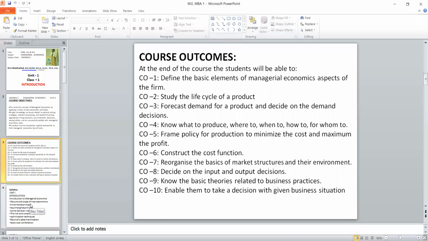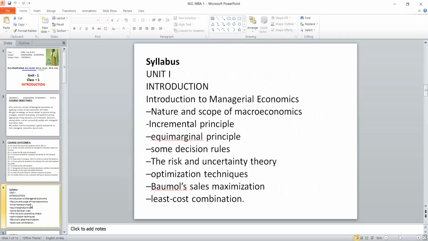Now let's move to the syllabus. There are 5 units, like other subjects. In the very first unit, we are going to cover the nature and scope of managerial economics and the fundamental concepts, incremental concept and equimarginal principles, how to take a decision, risk and uncertainty theory, and how to optimize the available resources, either minimizing the cost or maximizing the profit or the sales. For that, we have one model called Baumol's sales maximization model. And finally, how to get the least cost combination of factors of production. These are the topics covered in the first unit.